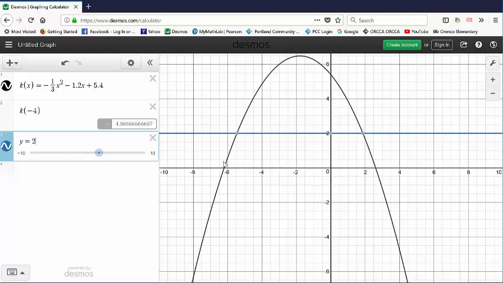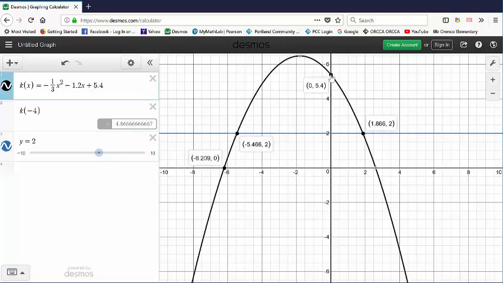Okay, so let's make sure we've got all the points that we need. I want the intersections between those two. I also want the intercepts, right? X and Y intercepts. I want to make sure I highlight those. And also the vertex, right?